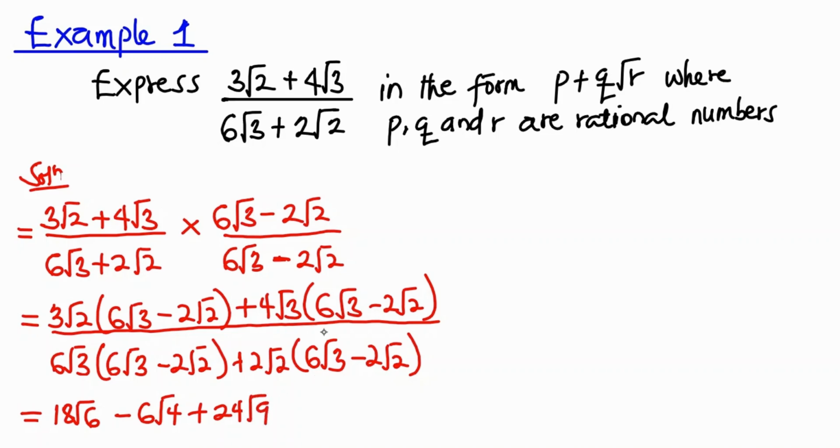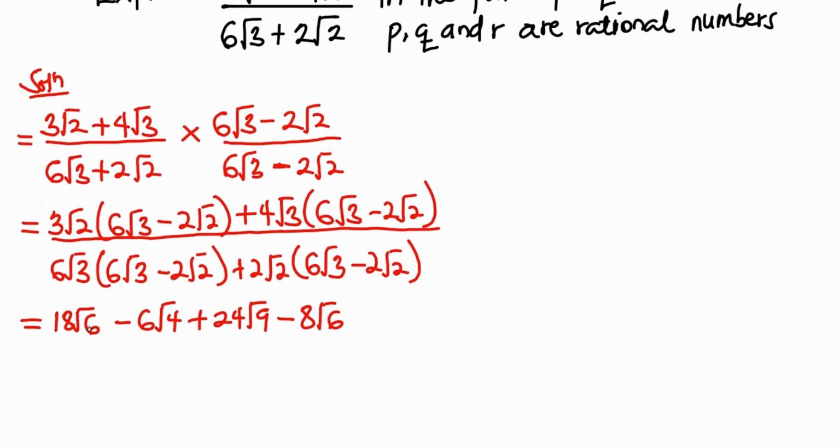Now 4 times minus 2 gives us minus 8, and root 3 times root 2 gives us root 6. So we have this as such. Now we continue with the denominator, and we can see that 6 times 6 gives us 36, and root 3 times root 3 gives us root 9. And then 6 times minus 2 gives us minus 12, and root 3 times root 2 gives us root 6.